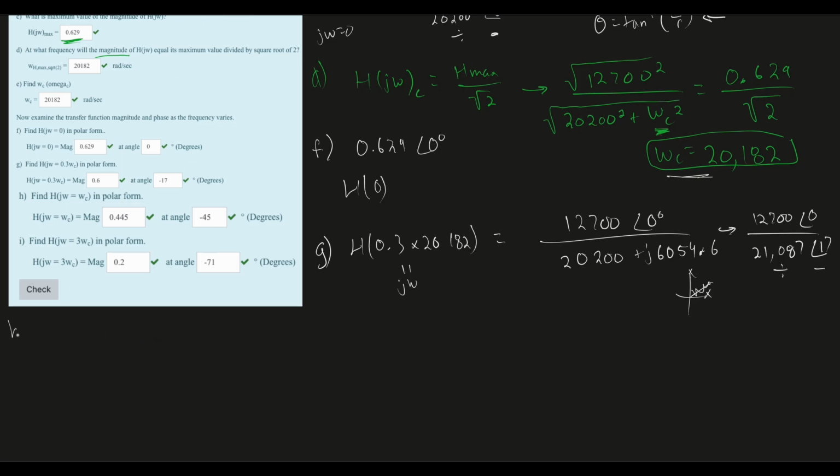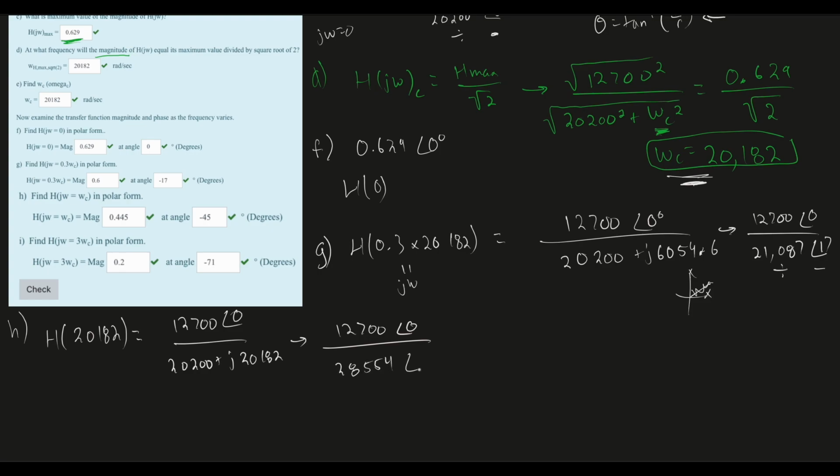In part H, we have something very similar. We just have it in the polar form without it being multiplied by the 0.3. When we do this, we are going to have H at our omega c we found earlier, 20,182. So when we plug this in, we're going to set this to 12,700 at an angle of 0, divided by 2,200 plus j 20,182. Putting this into the polar form from the rectangular form, we get 28,554 with an angle of 45 degrees. Dividing the reals and subtracting the angles, we get approximately 0.445 with an angle of negative 45 degrees. So this is the answer for part H. I don't know if I wrote the answer for part G, but you can see it's 0.6 at an angle of negative 17. And so those are the answers there.